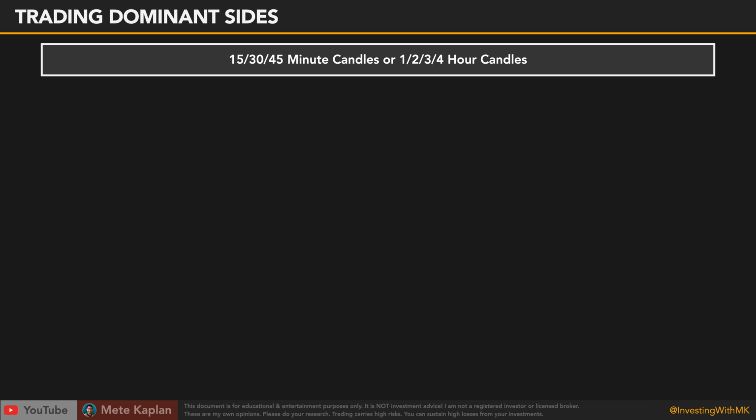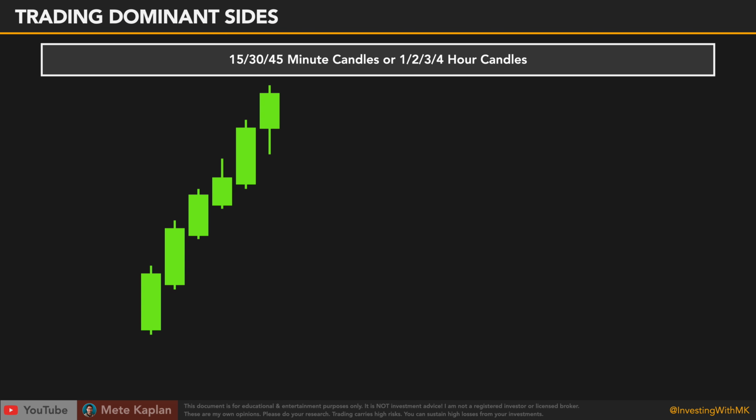As you already know, there is an unending fight between buyers and sellers in the markets. As a trader, your best approach should be joining the dominant parties. When you look at the 15, 30 or 45-minute candles, or even higher time frames like 1, 2, 3, 4 hours, you'll notice this kind of price action, constant green candles.